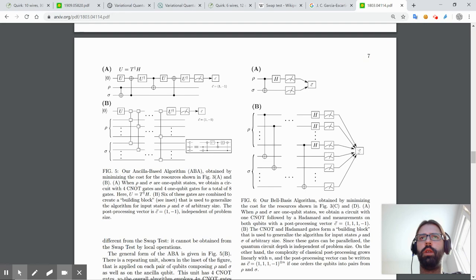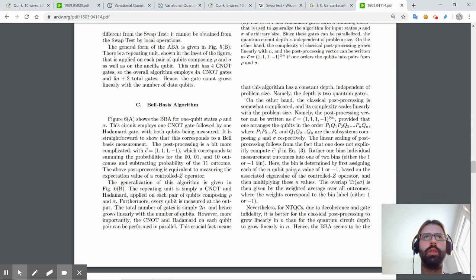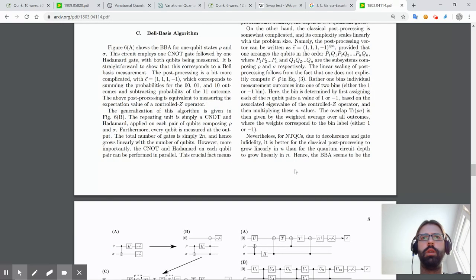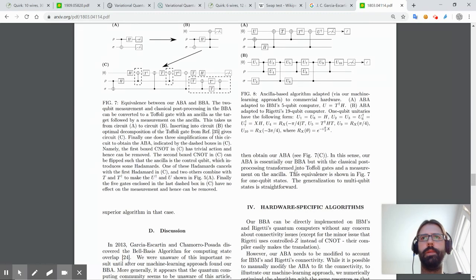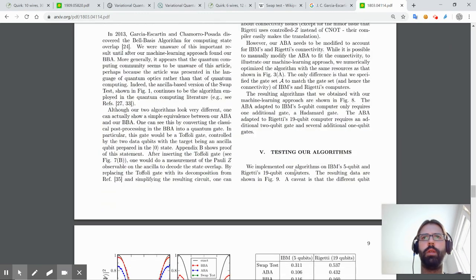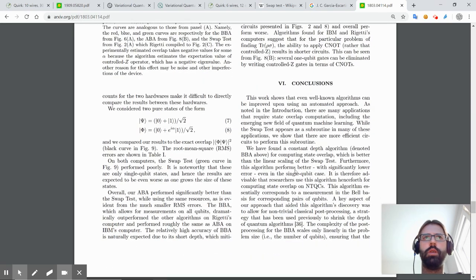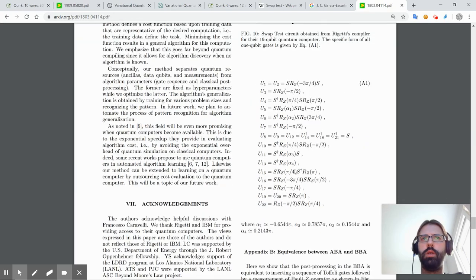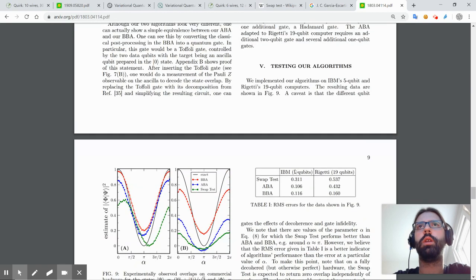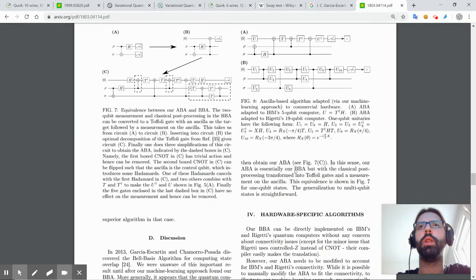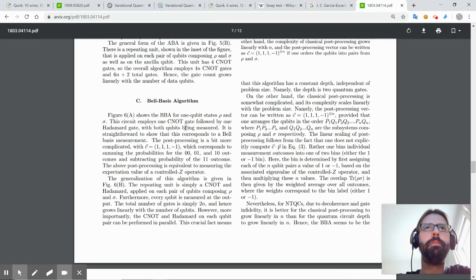So everything goes in here. But how do you interpret the result? So that's the Bell basis algorithm. Hardware-specific algorithms, testing our algorithms. Conclusions. So it's a bit of a different version of it. But how do you interpret the results? Let's take a look at these.